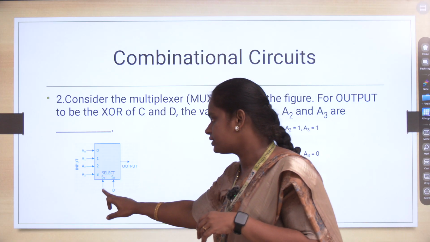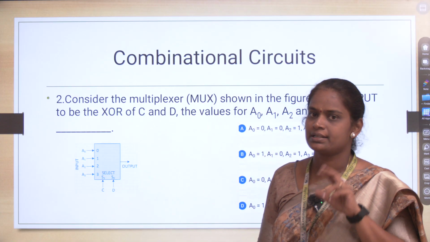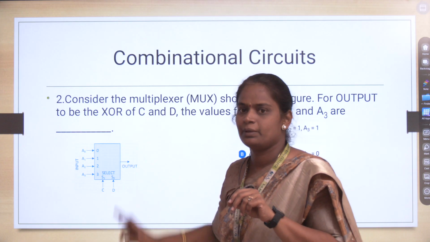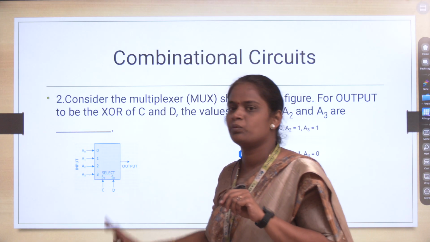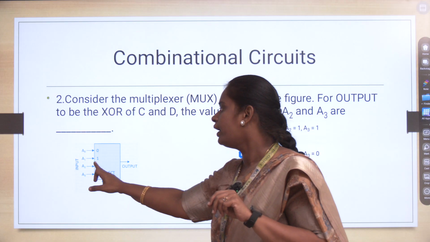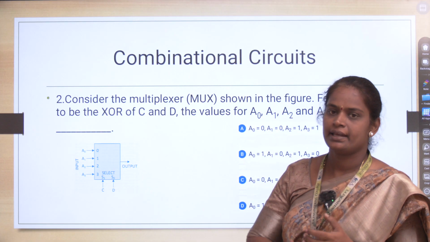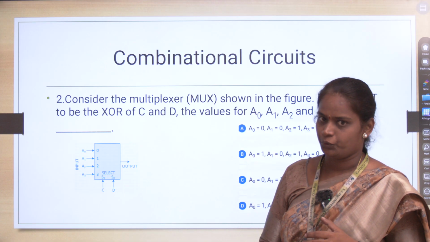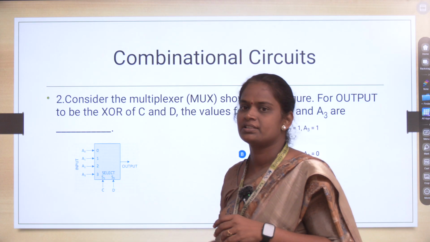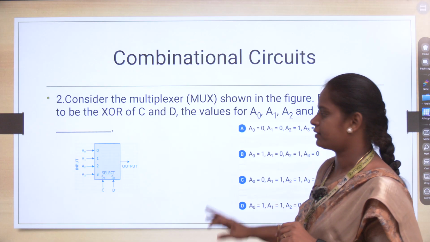If the selection lines S1, S0 are 0, 0, A0 will be selected. If it is 0, 1, A1 will be selected. If it is 1, 0, A2 will be selected. If it is 1, 1, A3 will be selected, and A3 will be connected to your output. Further, we can write the output equation for this multiplexer.